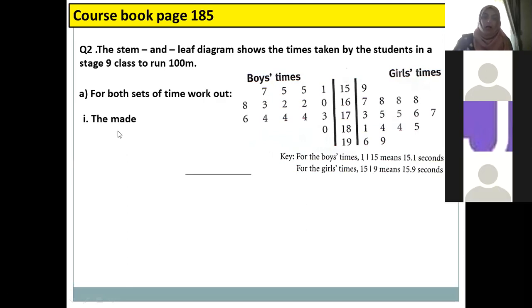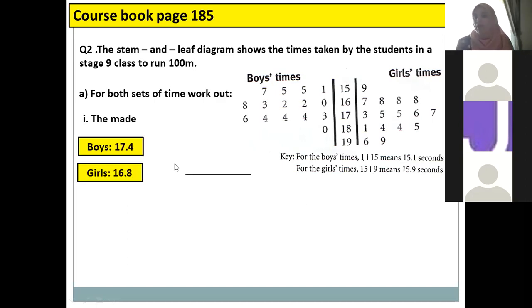It's 17.4. Okay, for the boys, let's see, the most frequent is 17.4, and for the girls it is 16.8. Excellent. Thank you very much.